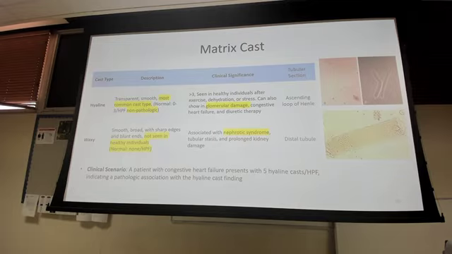Okay, so this is a new cast. You've seen this picture before. I know y'all have seen this picture before. We really like to talk about this in the PA program. So we have hyaline: transparent, smooth, and this is the most common cast, and it's non-pathologic. Then you have your waxy, which we talked about in our last block. So hyaline is common and it's also non-pathogenic. Okay, good.